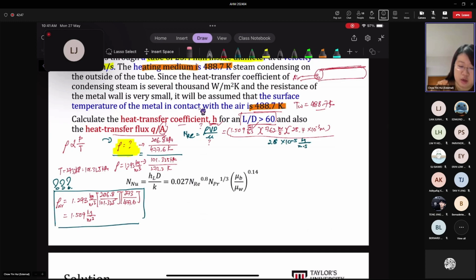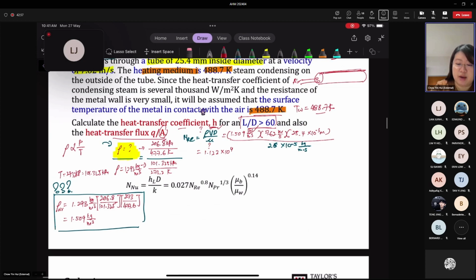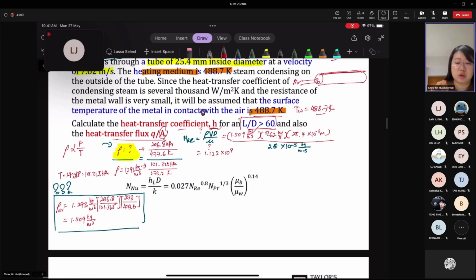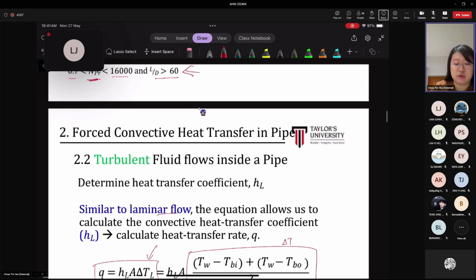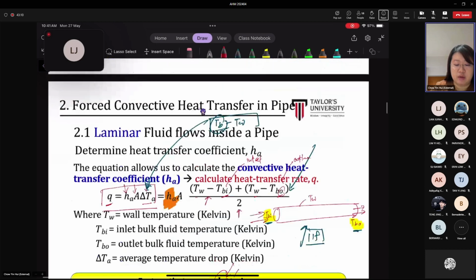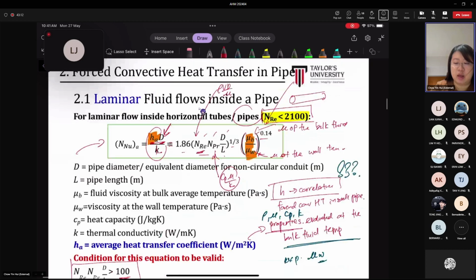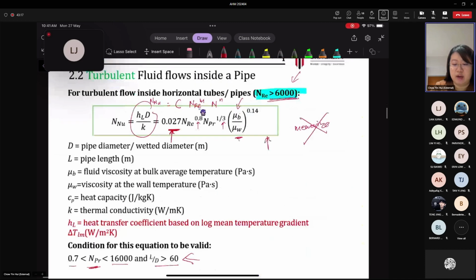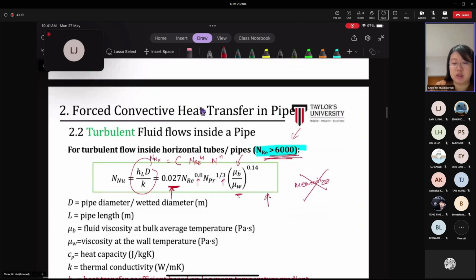If you complete this calculation, the Reynolds number is 1.122 × 10^4. If you recall, to determine which correlation to use to find the h value, you have two correlations. One is for laminar flow, but it only applies to Reynolds number less than 2100. The other correlation is for the case where Reynolds number is greater than 6000. So that's the one we should apply.